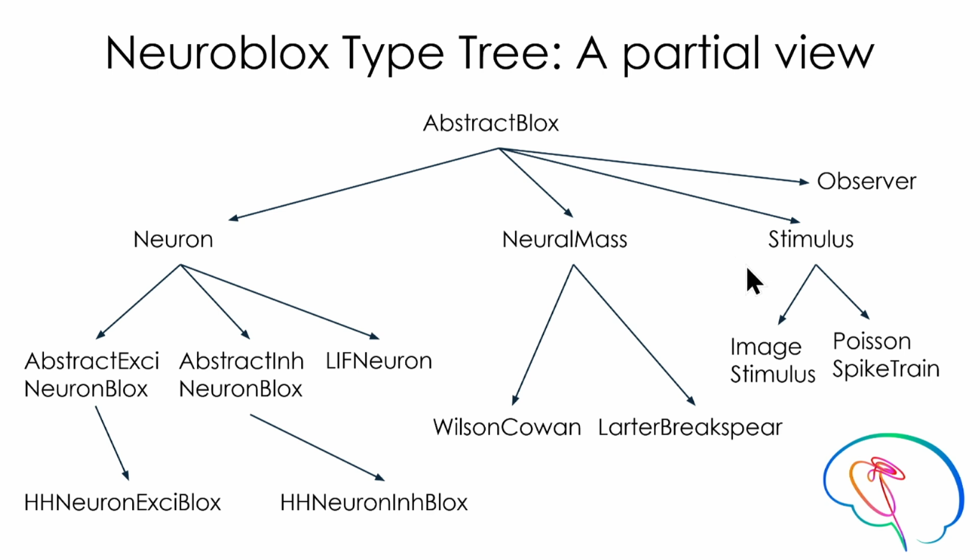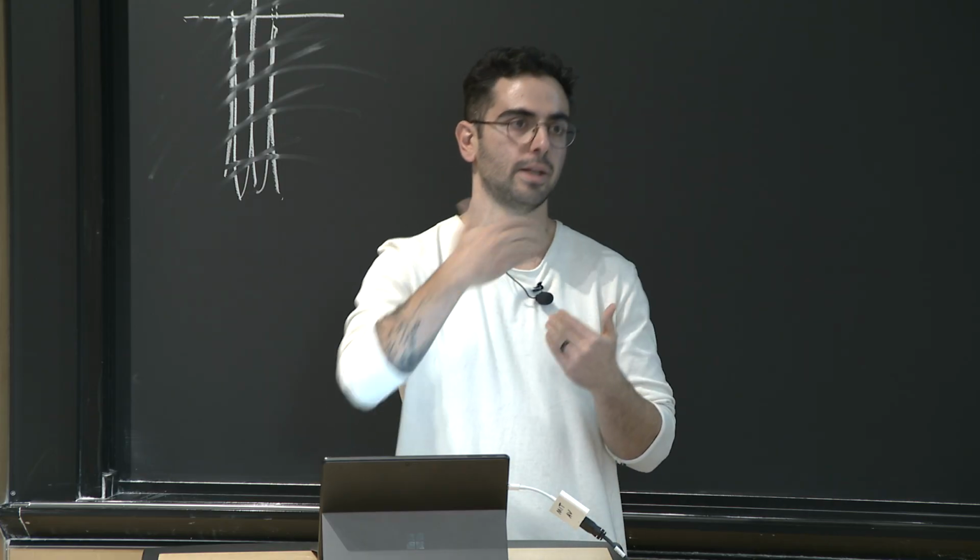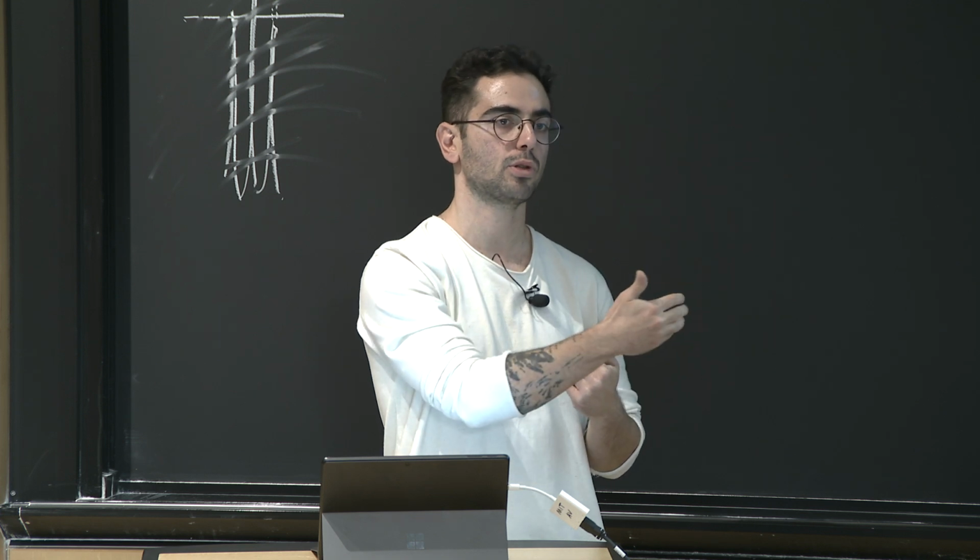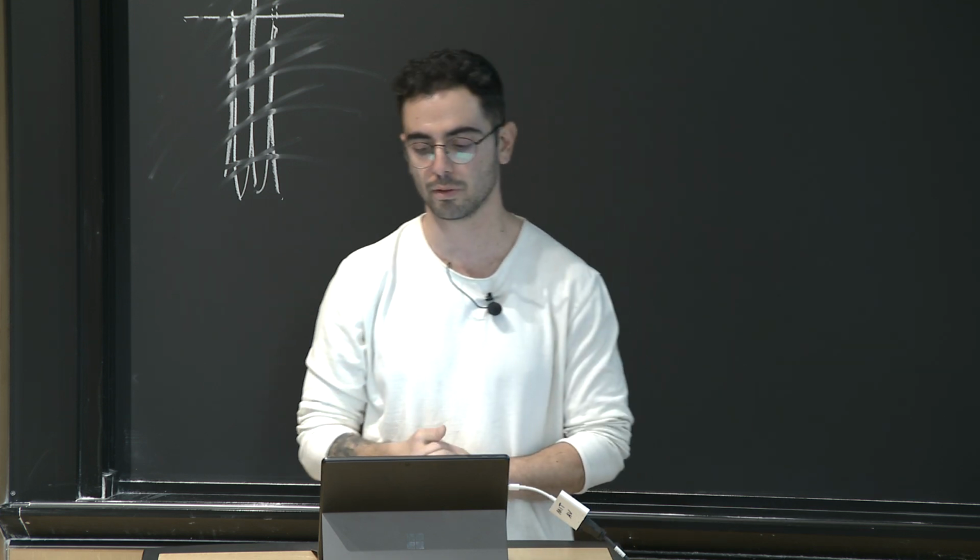And in the stimulus category, we have anything that is an external stimulus into a Blox. That can be an image stimulus, as you saw in the category learning task. We can provide images that are pixel by pixel matched to a Blox as an input. Or we can have Bloxes like the Poisson spike train that does exactly what it says. It just generates spikes with a Poisson process that go into your neuron.